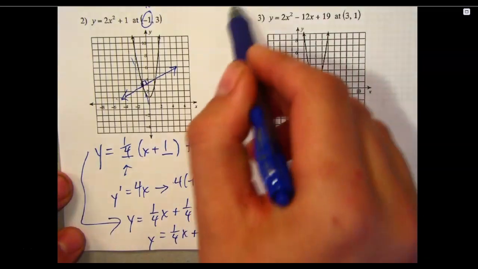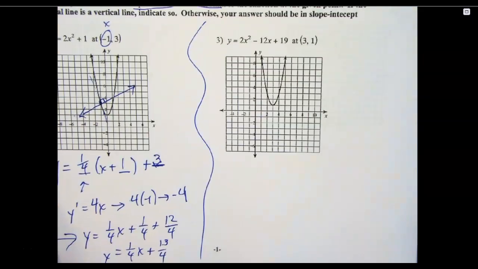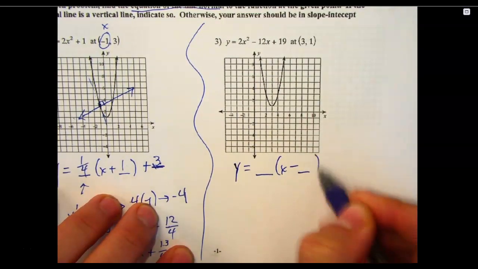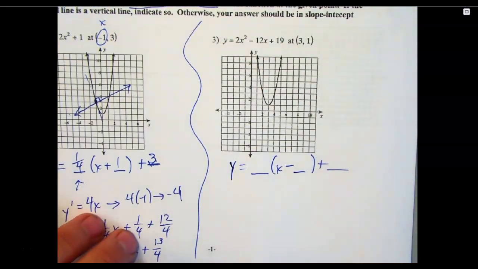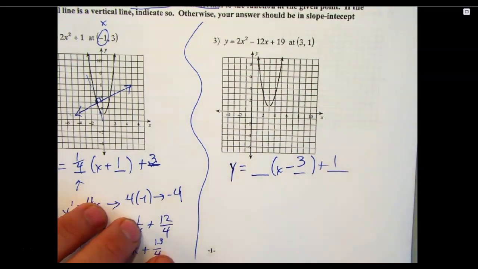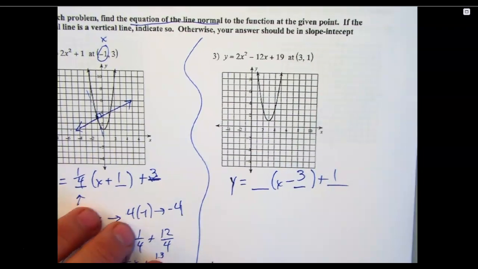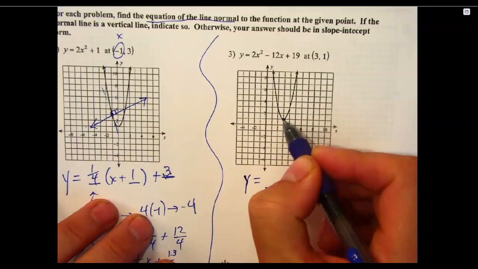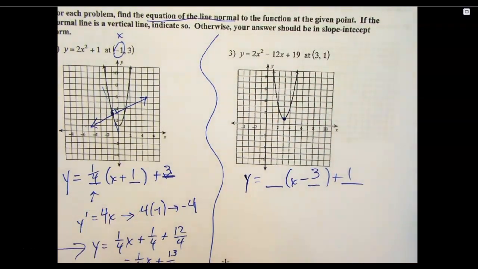3 is a little different. I think a lot of you guys are working on 3 already, it looks like. Let's go through that one. So I get y equals blank times x minus blank plus blank. Put 3 there and 1 there. That's just that point. If I wanted to sketch it, 3, 1 is right here. The tangent line would be what kind of line? Don't say straight. All lines are straight. It would be horizontal, right? So the normal line, perpendicular to horizontal, is vertical.